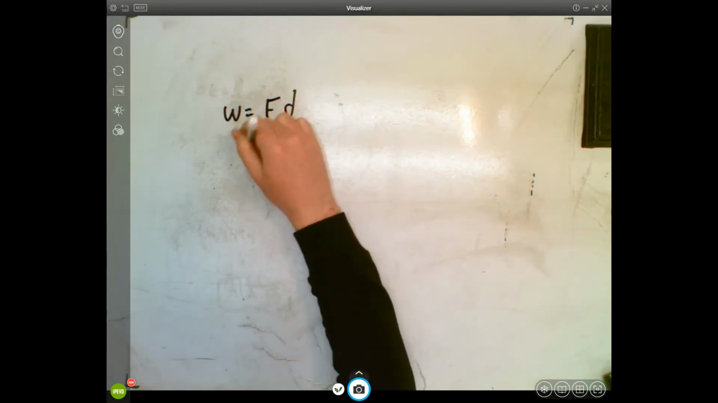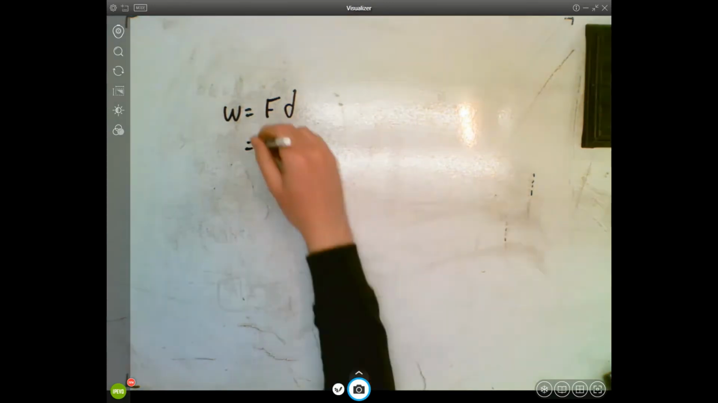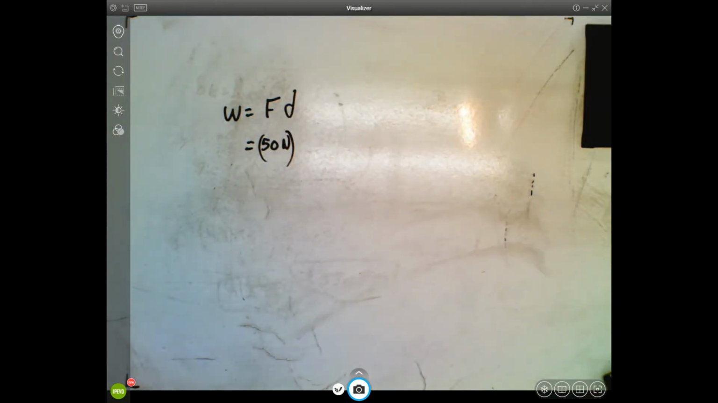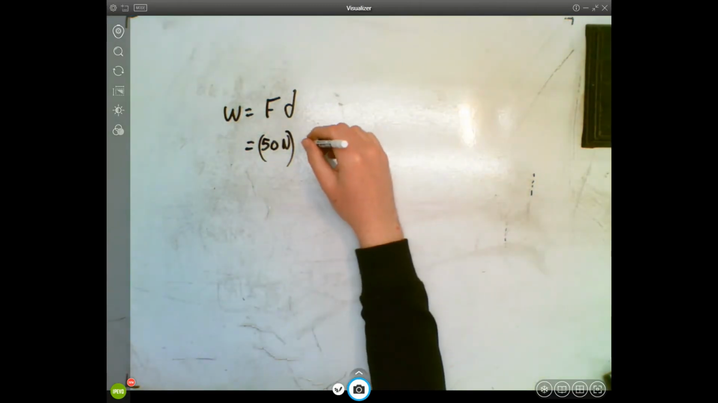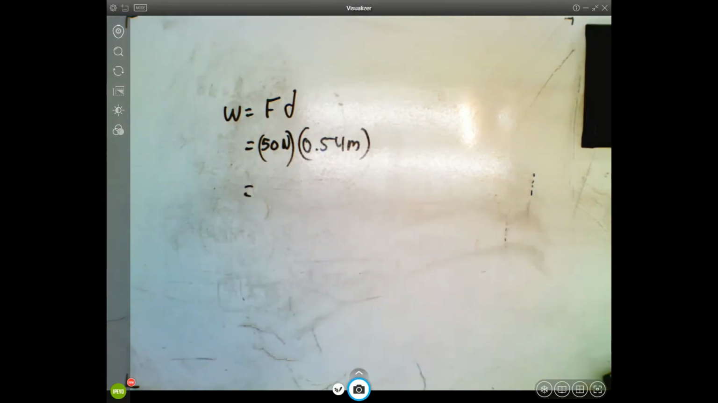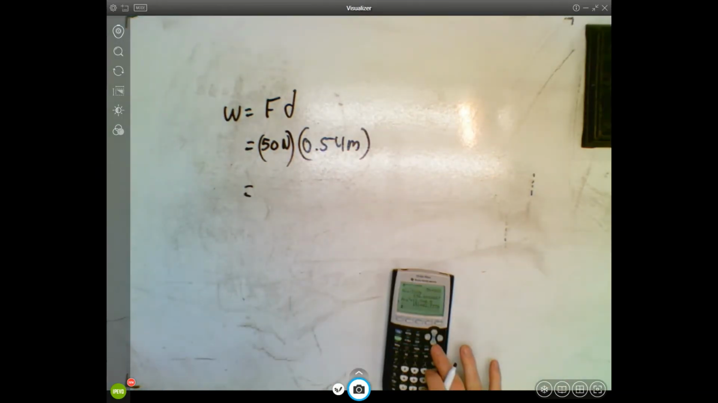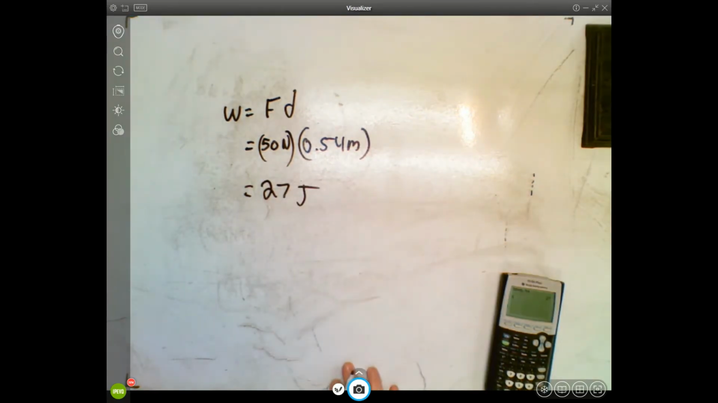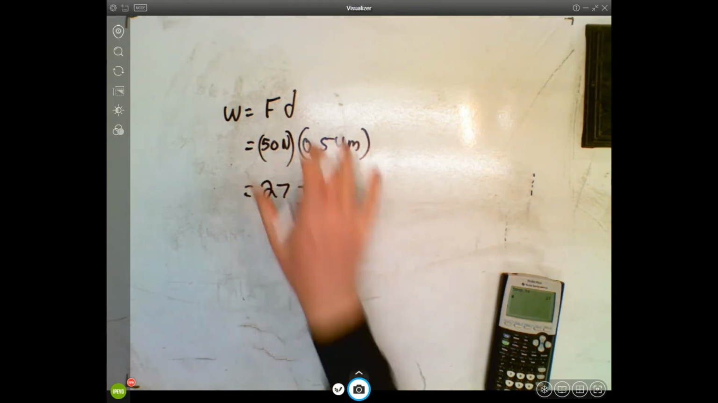Okay, you do have to be careful. The force is given in newtons, and then the distance is given in centimeters. So that's got to be in meters. So 0.54 meters. You'd want to switch that. So the work done on the cat is 27 joules. Right? And then to look at the units as well, we can use this formula to break down joules into something else.